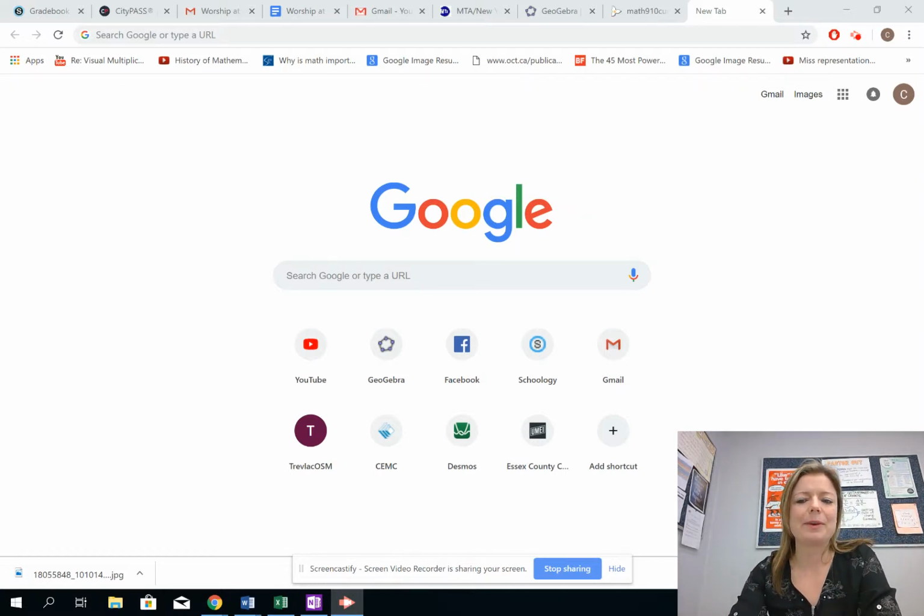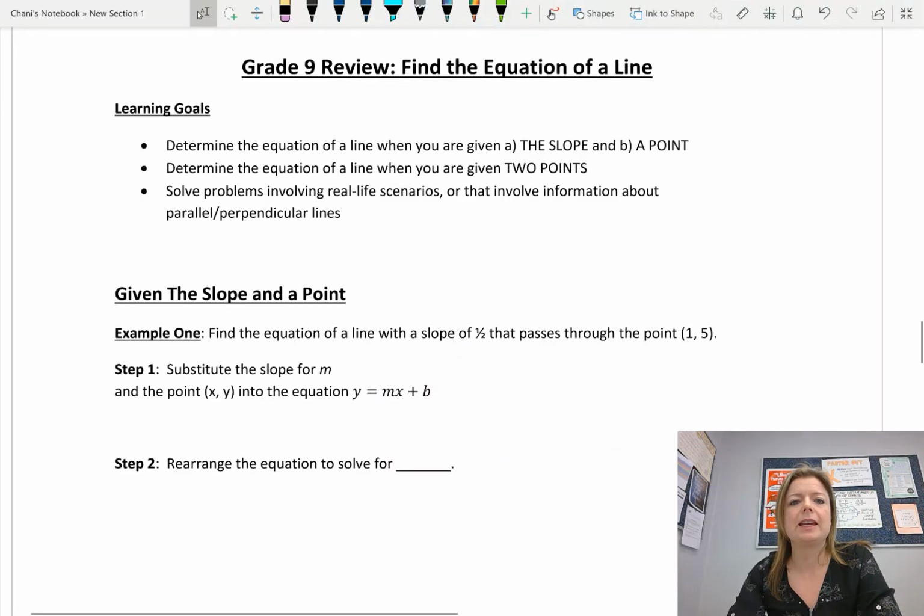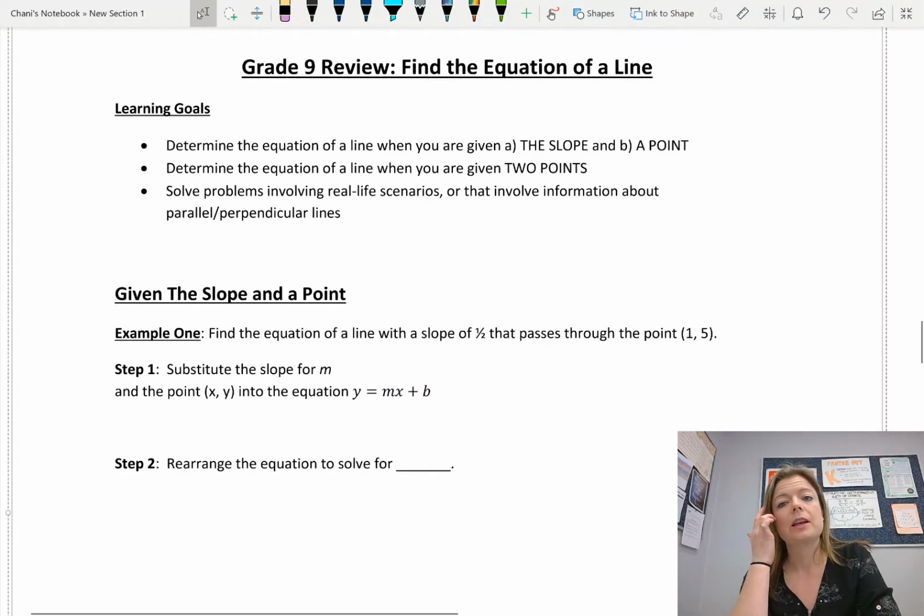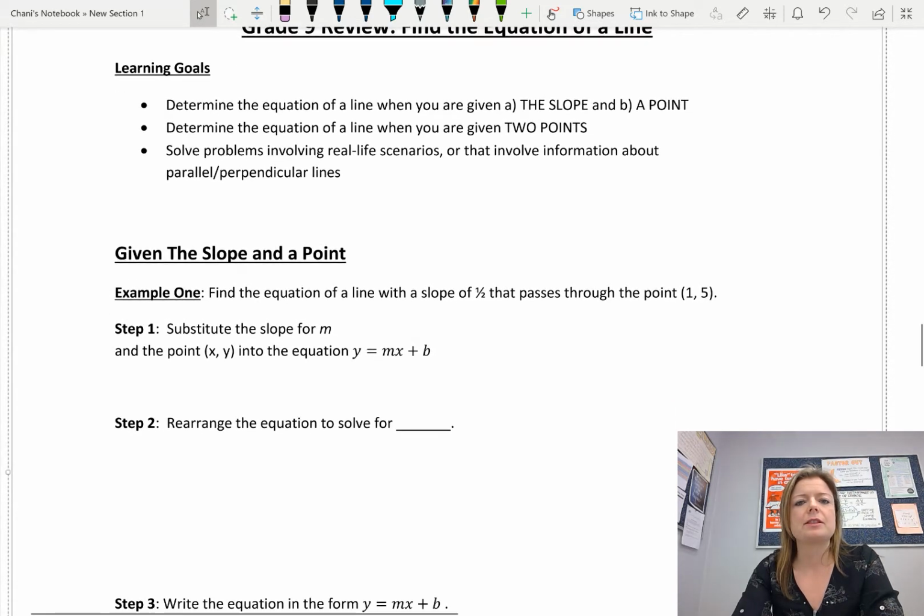Hello class, today we are doing a review on some grade 9 concepts in finding the equation of a line. So we'll need this knowledge in this next unit on analytic geometry. So we're doing just a quick review. So first of all, there's two different ways that you can find the equation of a line.